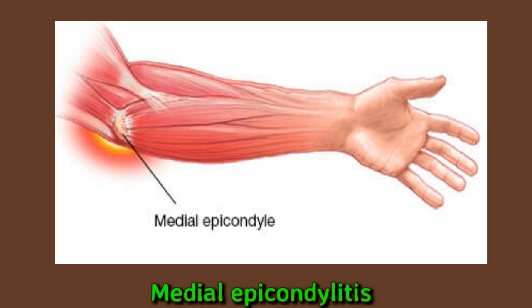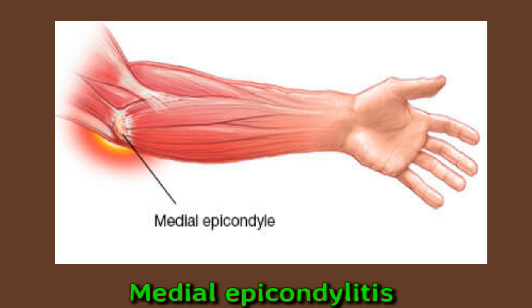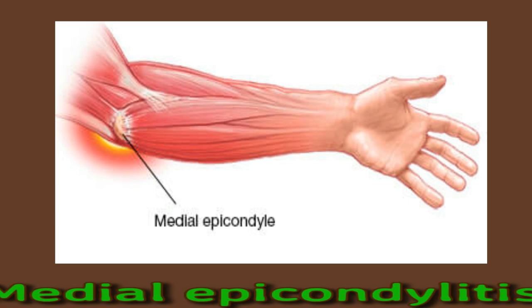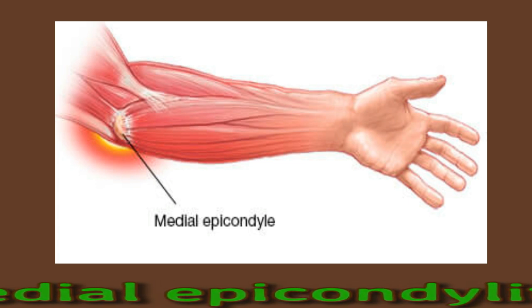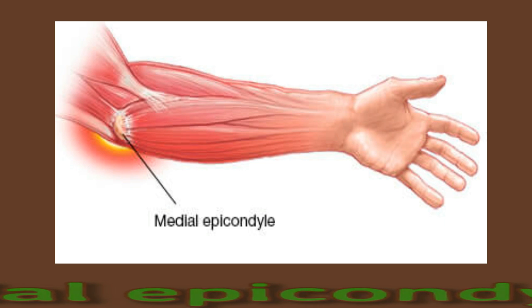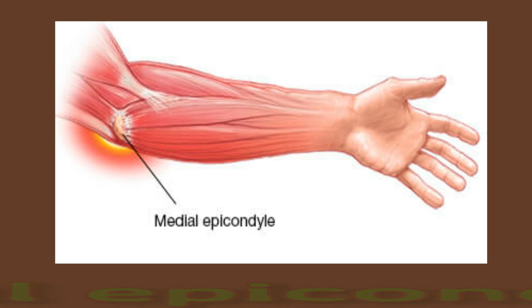An epicondyle is the technical term for any bony protuberance or large bump on the end of a bone. The medial epicondyle is located at the end of the humerus bone on the side closest to the body.